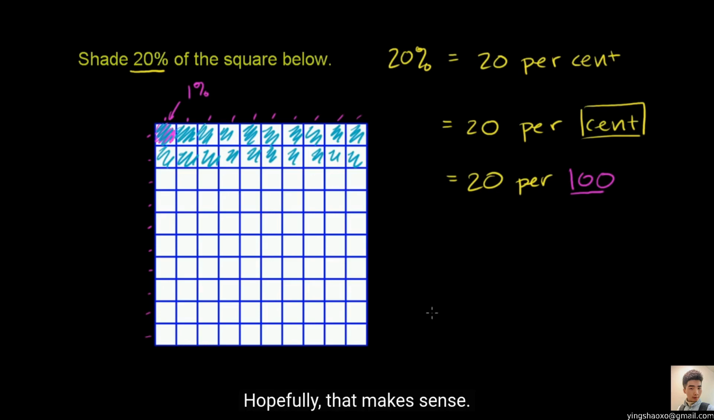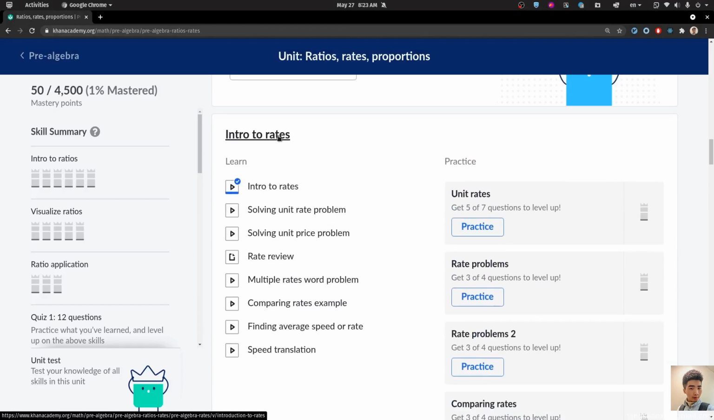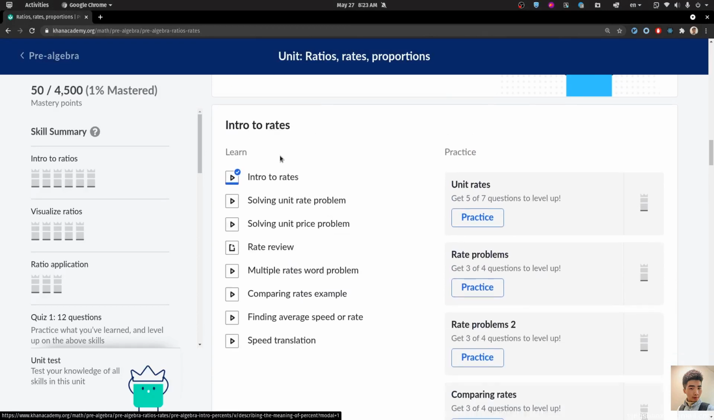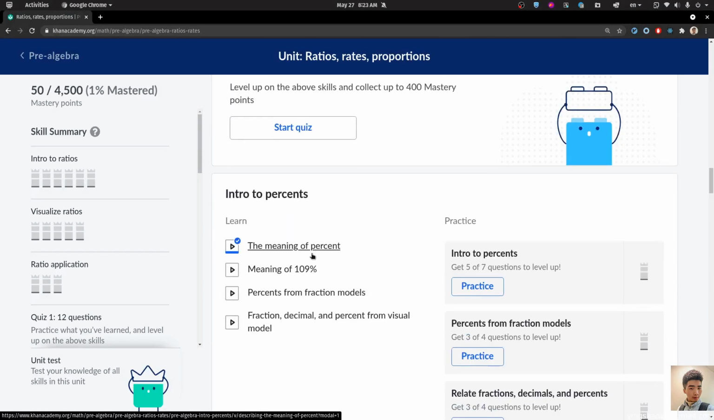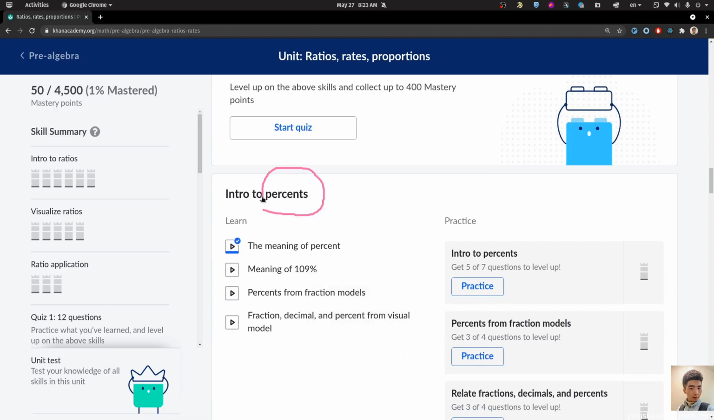Hopefully that makes sense. Okay, so the percent is a special case of the 100 base rates. If I'm the one who explains it, that will be this: percent means x over 100, and that's it.